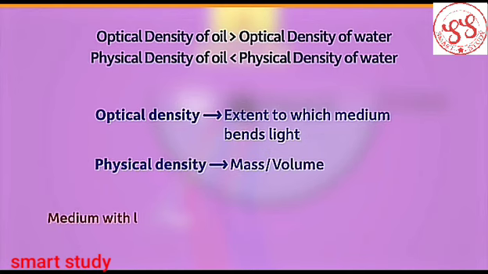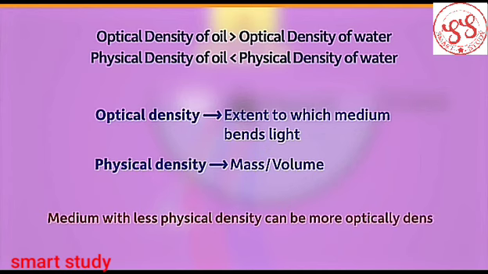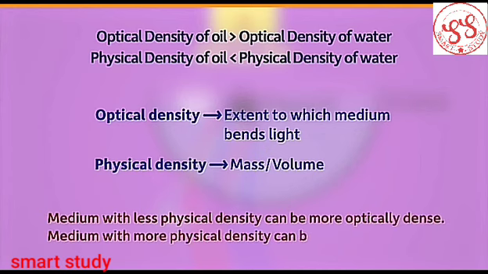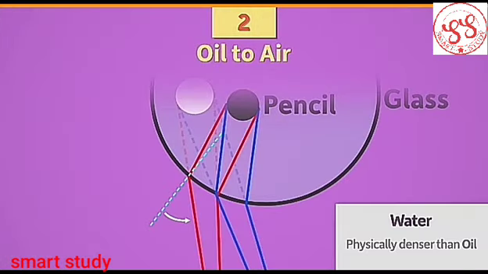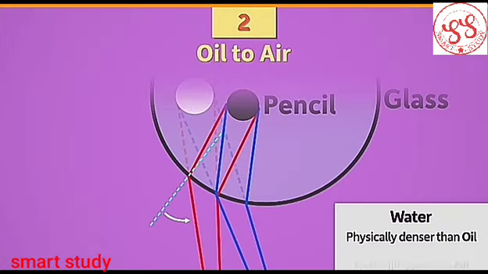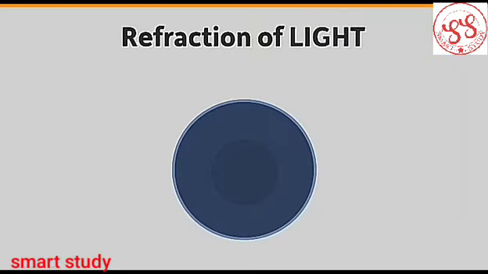A medium with lesser physical density in comparison to another medium can be optically denser than the other and vice versa. A perfect example here is that of water, which is physically denser than oil but is optically rarer than it. There is another fun experiment that you can try at home.